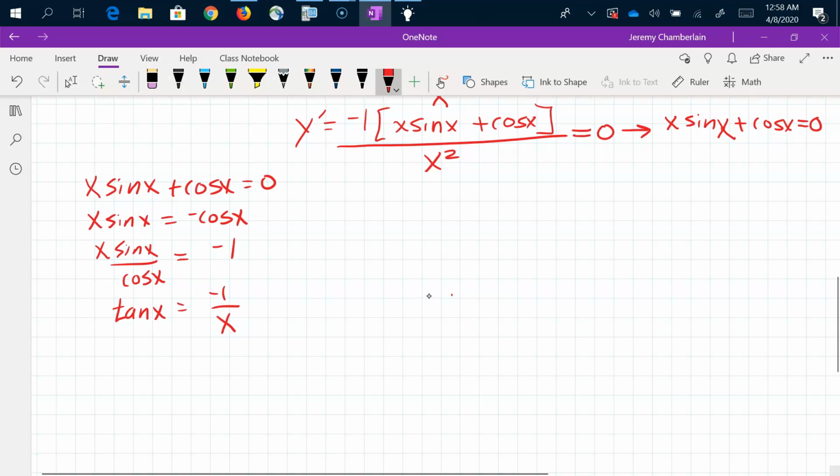Now that doesn't have a very nice algebraic technique to solve this. In fact, you can't really do this in closed form. Now we could use a process called Newton's method, or Taylor series expansion, but we haven't got that far in our calculus toolbox. So what I'm going to do here is do a little bit of estimation, and tangent x equals negative 1 over x when the two graphs intersect.